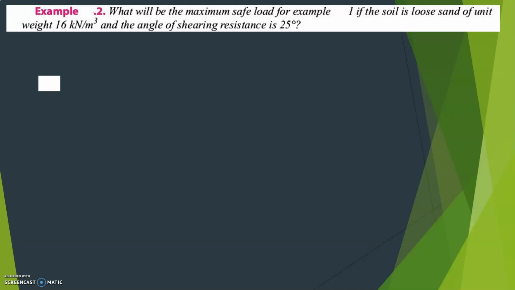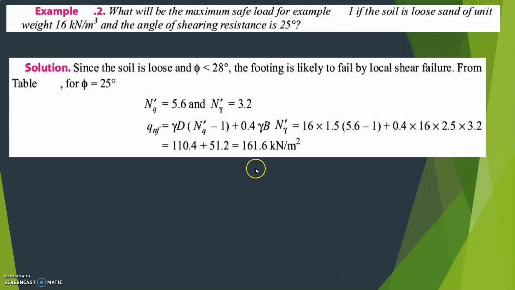So refer to the table for 25 degrees and take the values of Nc', Nq' and Nγ'. From the table, which I gave in the last video, you will get Nq' equal to 5.6 and Nγ' equal to 3.2. Now everything is the same, so substitute the values.